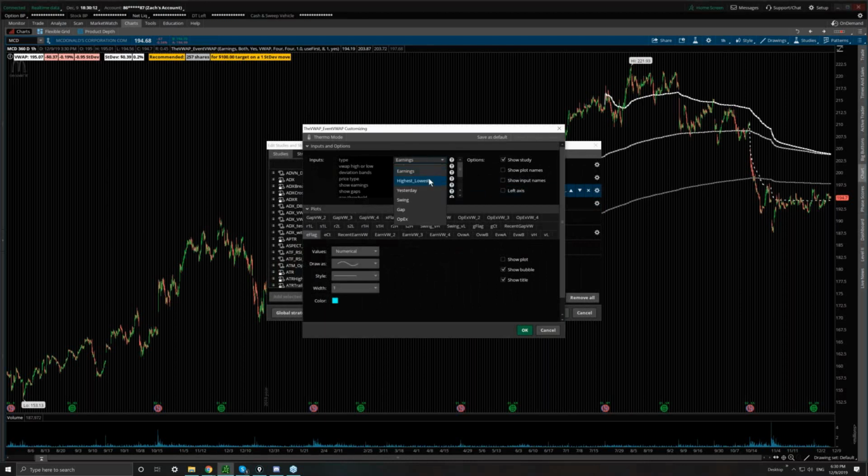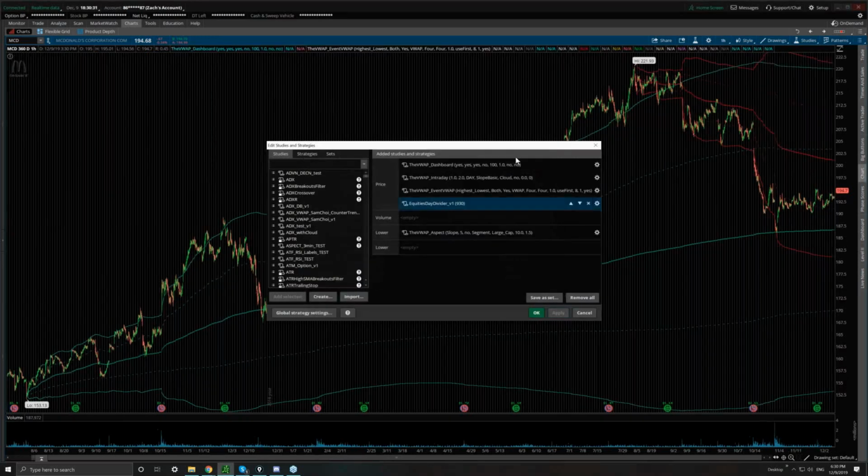Highest and lowest. I think you guys may know this one because we literally just spent a while talking about it. I've included the highest high and lowest low VWAP options in here because they are major events and they don't require any input from the user. So if you're just trying to launch a highest and lowest VWAP, very simple.